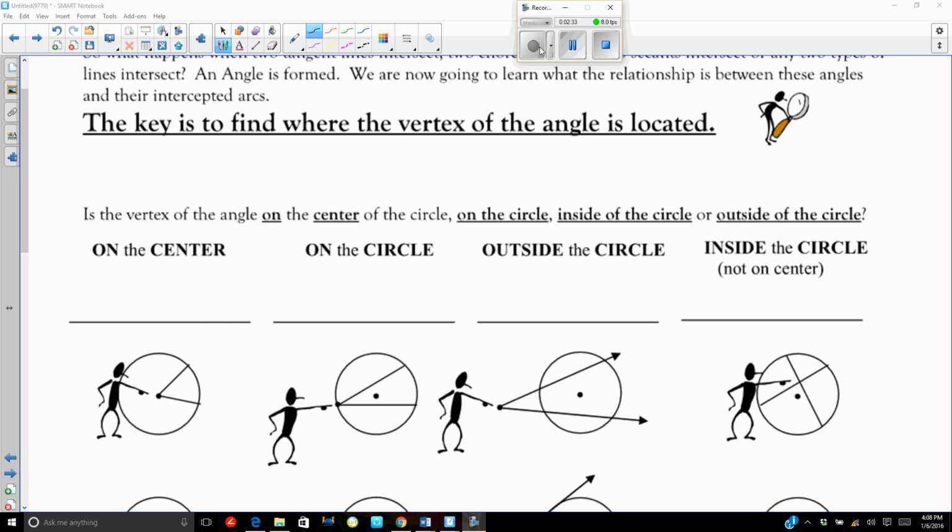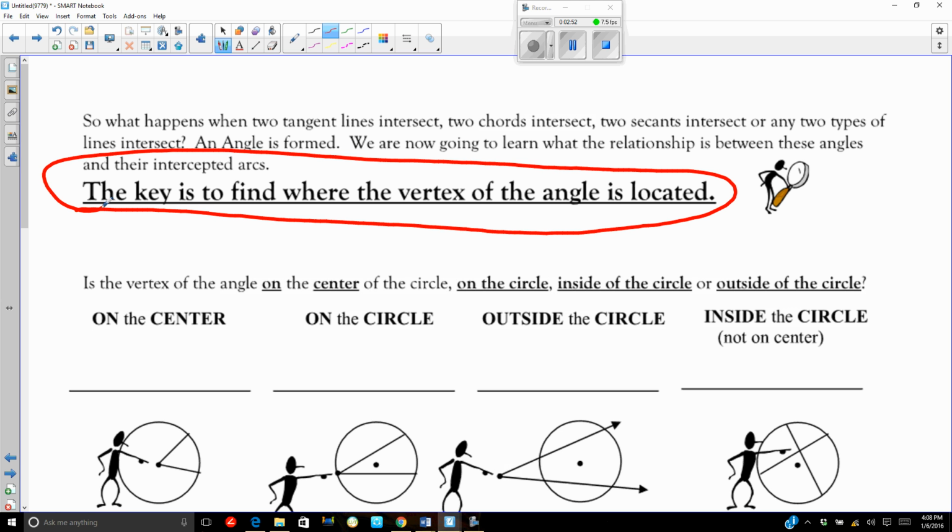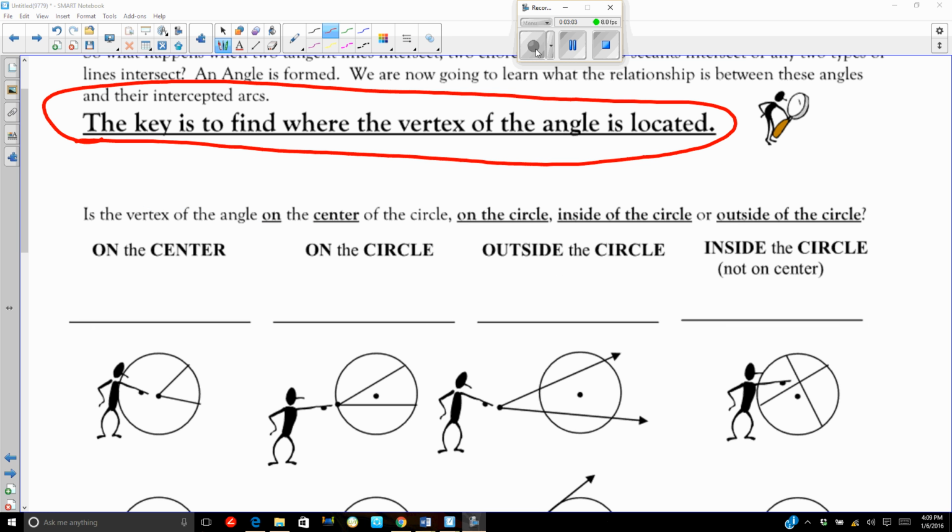All right, so as you flip over to this page, there's a lot here on this page, and we've already actually talked about a couple of different types of angles. And everything I talk about right here, make sure you read this right here. The key to figuring out which formula you're going to use is to find out where the vertex of the angle is located. So there's several options. Is the vertex located on the circle, the center of the circle, inside the circle, or outside of the circle? So there's a lot of different options.